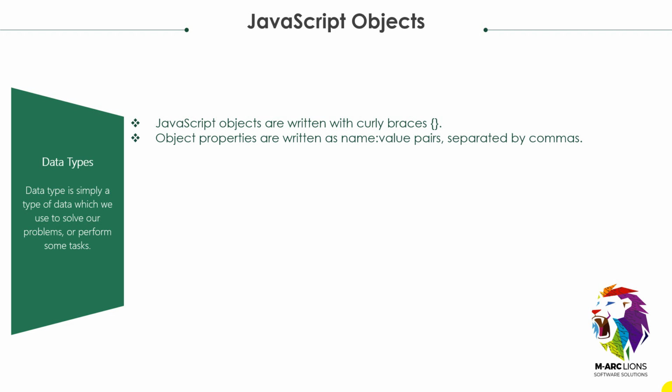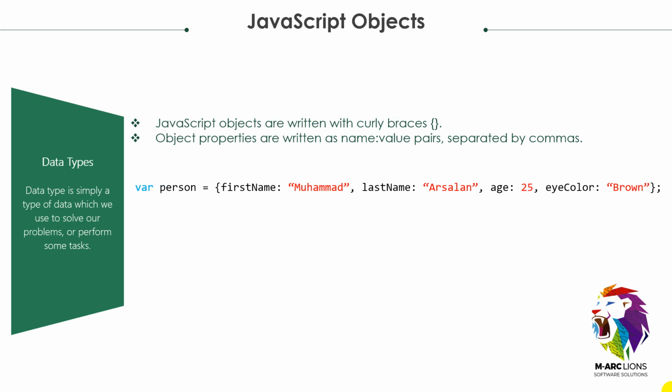Object properties are written as name value pairs separated by commas. Let's see the example. I'm going to declare a variable named person, and I'm starting the curly braces, and in the curly braces I am writing the object properties. The property name is first name, and after writing the colon I am giving its value Muhammad. Then I'm separating it by a comma, because one comma shows that one property has ended, and the second property name is last name, and after writing a colon I am again writing its value. So you can see that I am using a string as well, then I am using an integer as well.